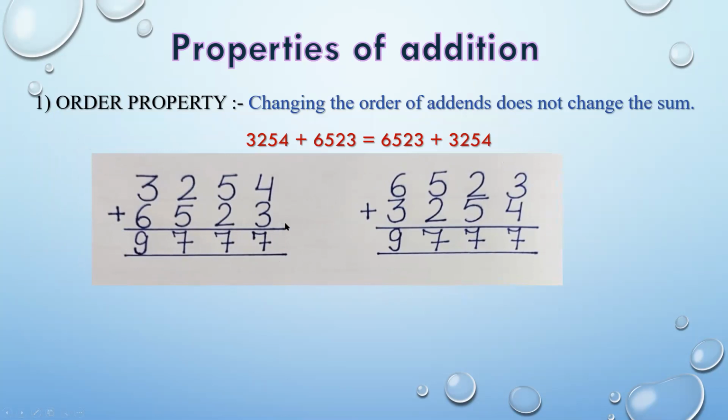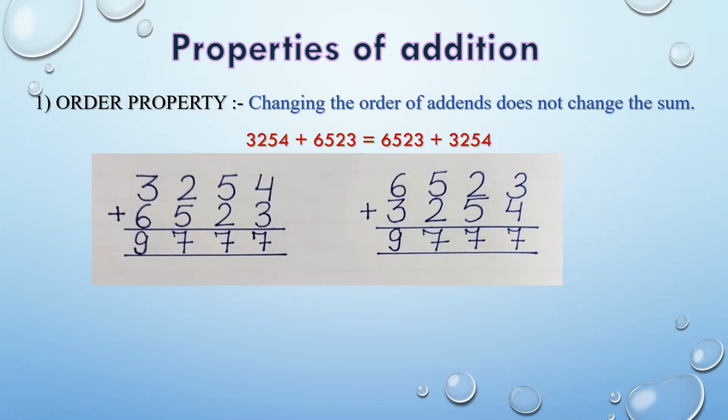When we add these numbers, we get 9,777. Now we will interchange the place of these two numbers. Now we will first write 6,523 and then we will write 3,254. Now when we add these numbers, we get 9,777. So you can see that when we change the order of the addends, we still get the same sum.